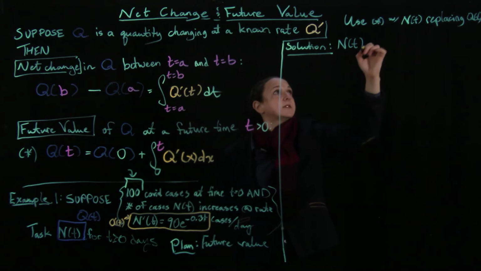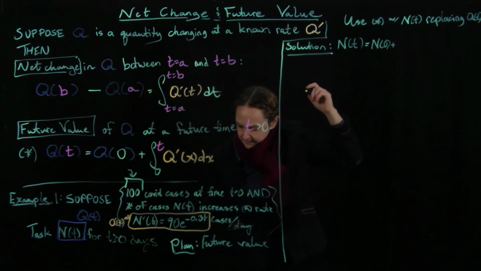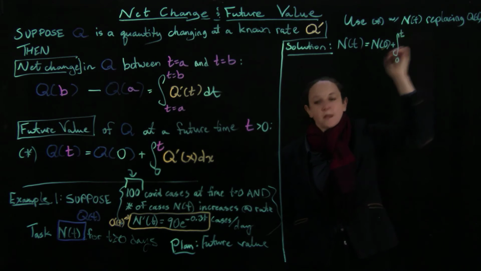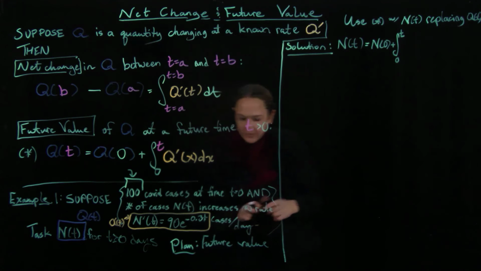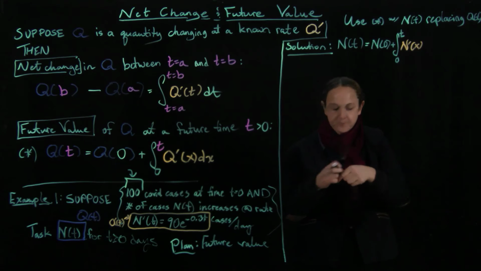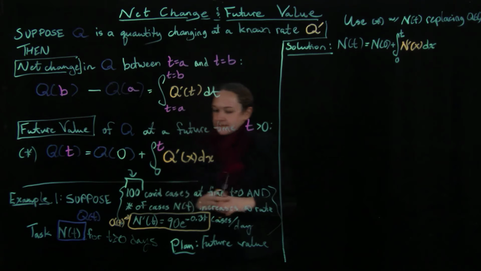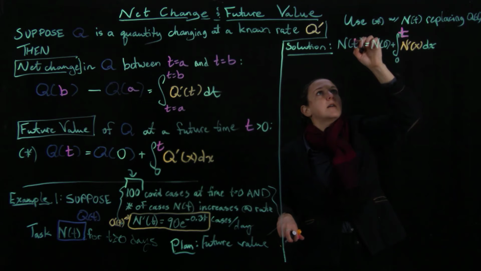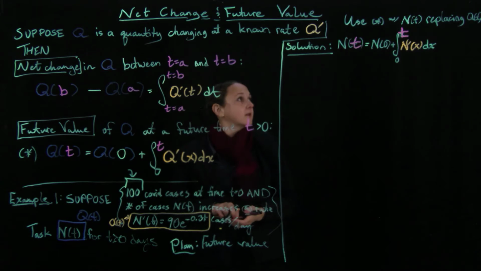so we have N of 0 plus the integral from 0 to t. And this is where we need this N prime of t, or N prime of x, right? We want this to be our N prime of x dx. And this t here is actually the t that we want. So there's just going to be the t that goes there. And we have bounds on this.